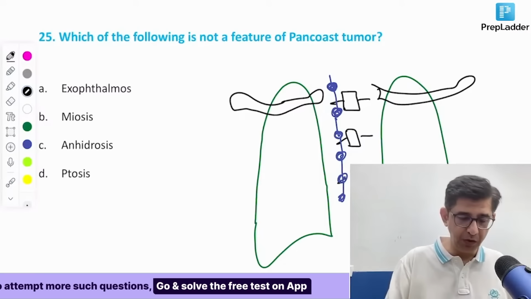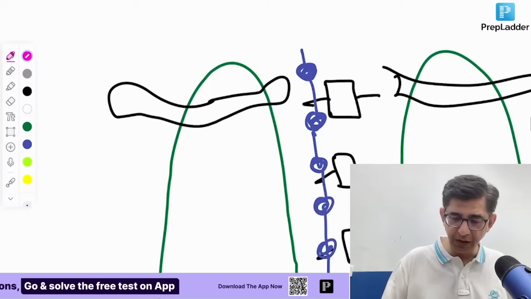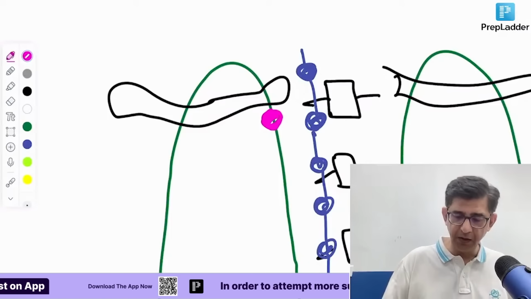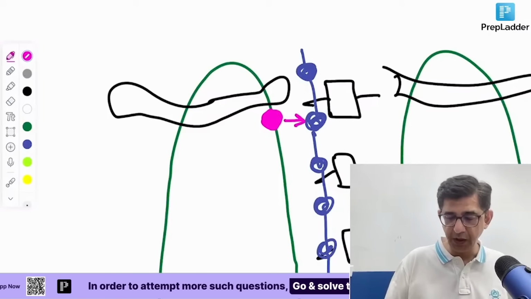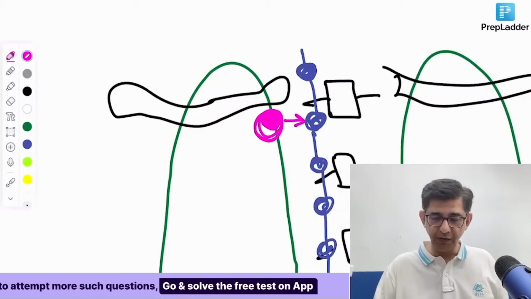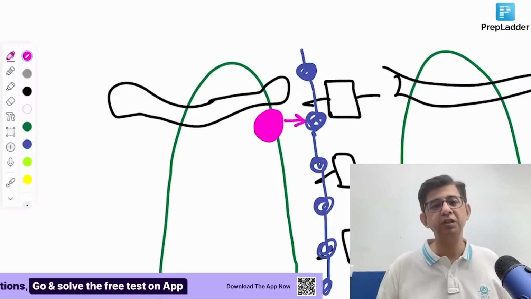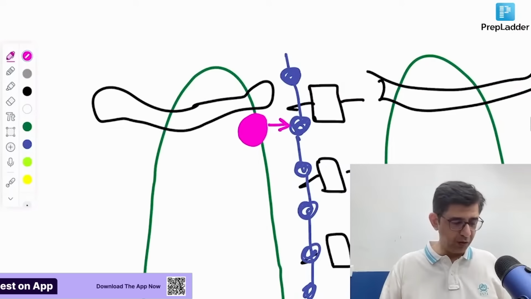I'm showing a patient who has lung cancer, and the cancer is increasing in size. This cancer can involve the sympathetic chain. It can put direct pressure. This is the cancer which is increasing in size. It will put pressure on the sympathetic chain, so it will cause Pancoast tumor in a patient.